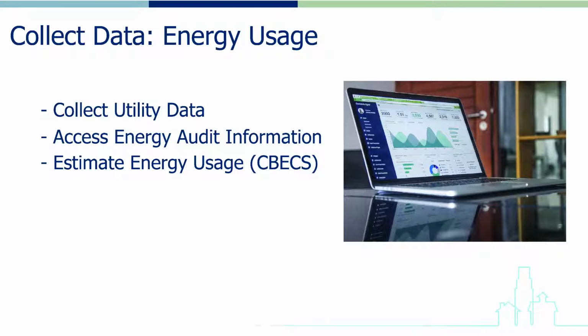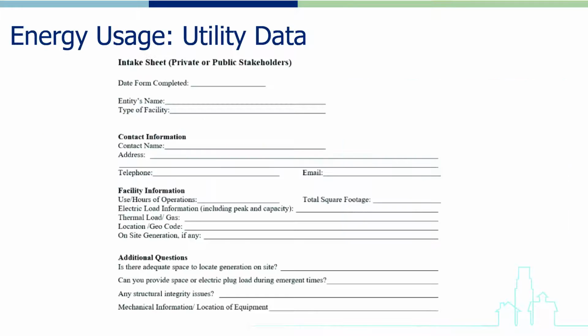The next step in the process is to collect energy use information for all the facilities on the list. There are three key strategies for accomplishing this. Collect utility data directly from the facility, access energy audit information, or estimate energy use using the Commercial Buildings Energy Consumption Survey, or CBECS, database. The preferred approach is to collect utility data directly from the critical facilities that have been identified, typically in the form of the last 12 to 24 months of electric and gas or oil bills.